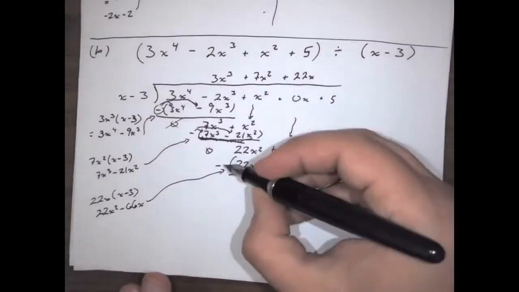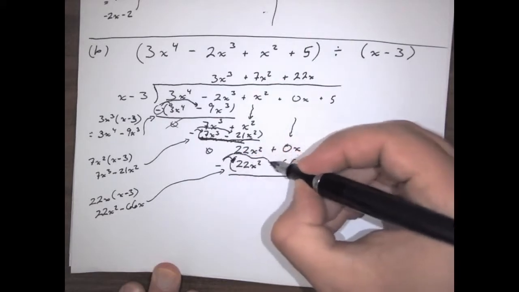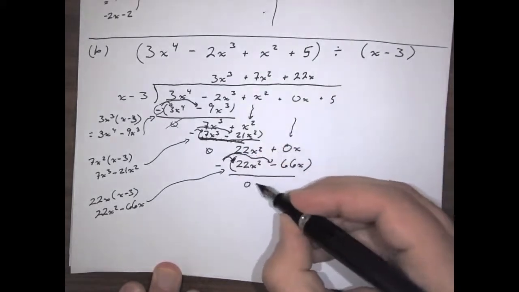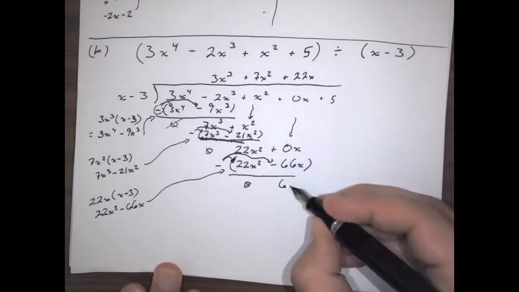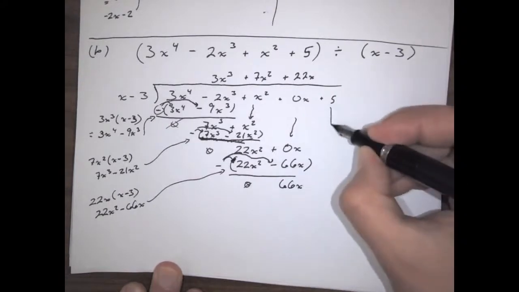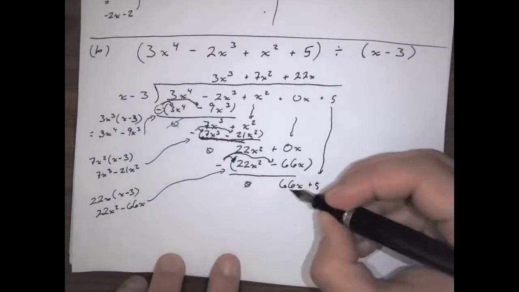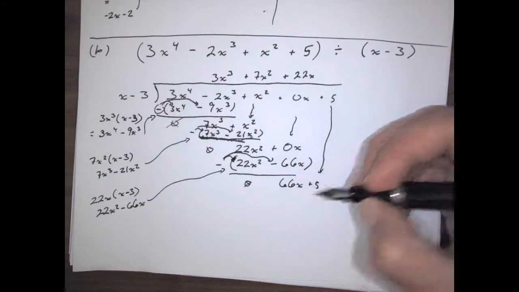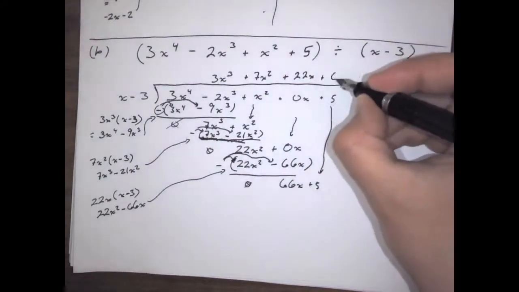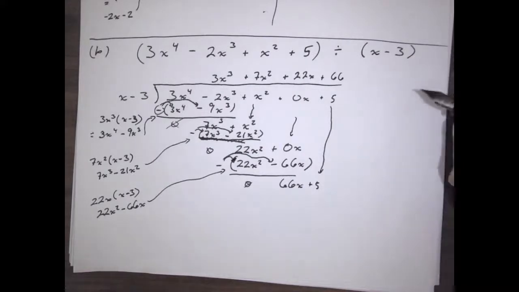And so the negative distributes, and what we get is 0, which we're not worried about. And then that becomes positive, so it becomes 66x. Down comes the 5. And then you just ask yourself one last time the question, what do I have to multiply this by to make that? And the answer is 66. And you only have to look at the first term for all of this, which makes it in some ways easier than long division with numbers.